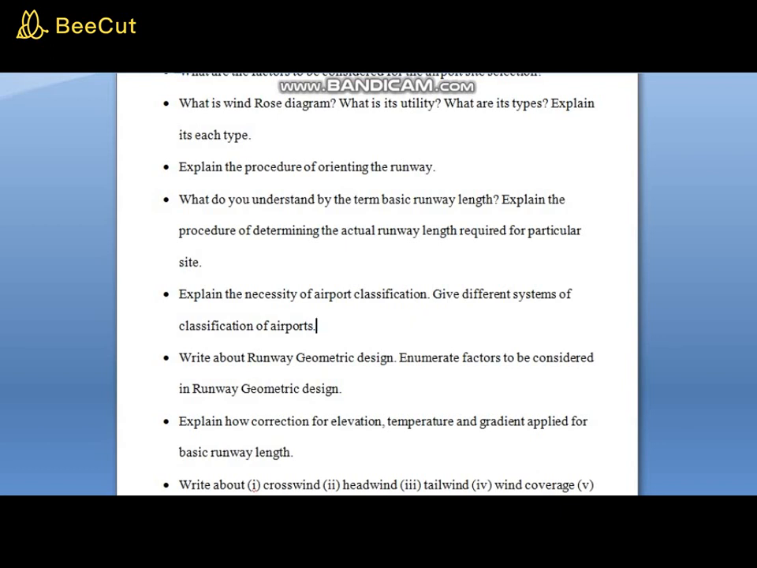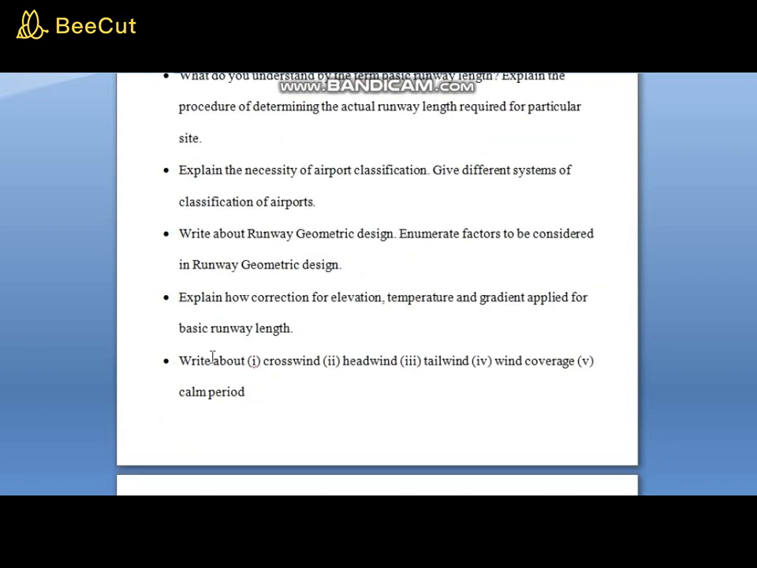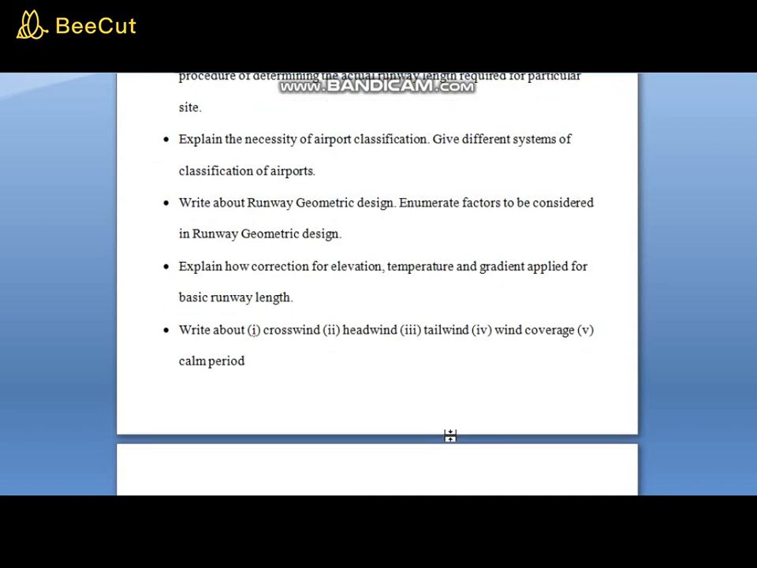The next question is, explain how correction for elevation, temperature and gradient is applied for basic runway length. Then write about crosswind, headwind, tailwind, wind coverage and calm period. We need to answer the questions about these: crosswind, headwind, tailwind, wind coverage, calm period.